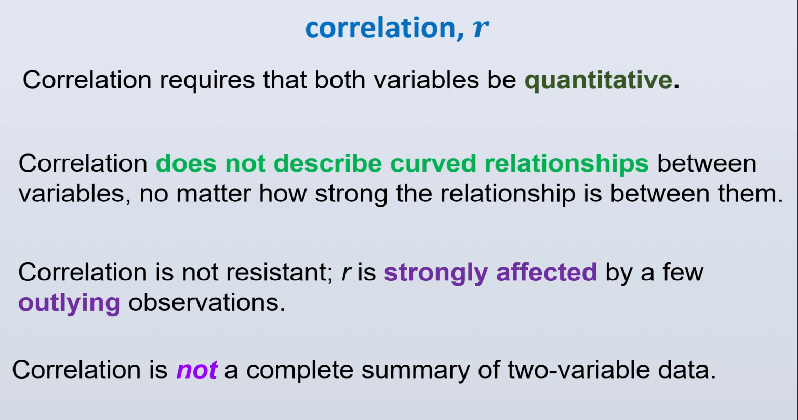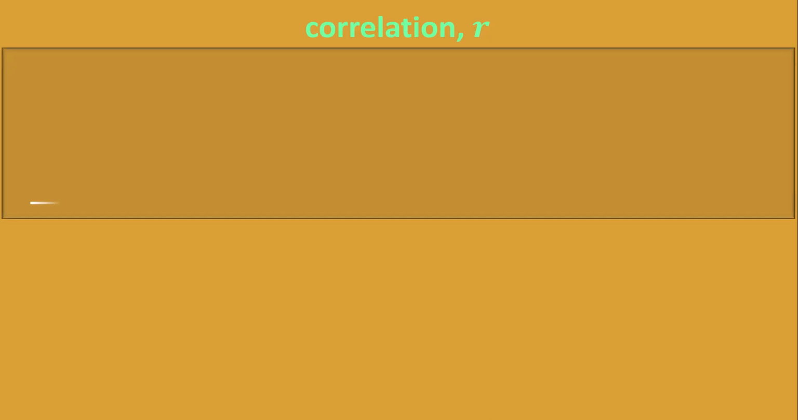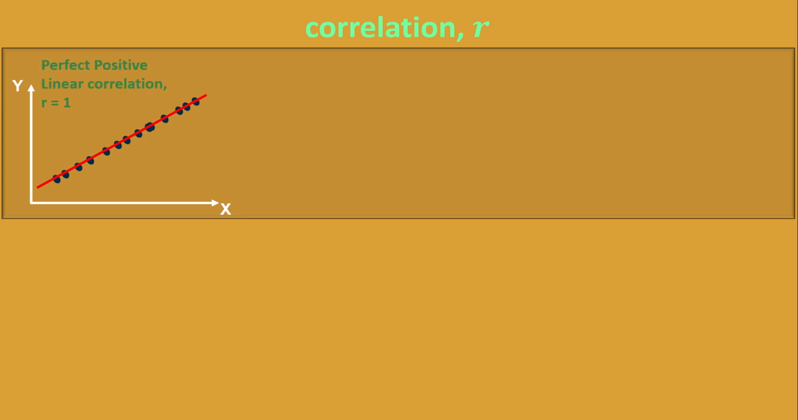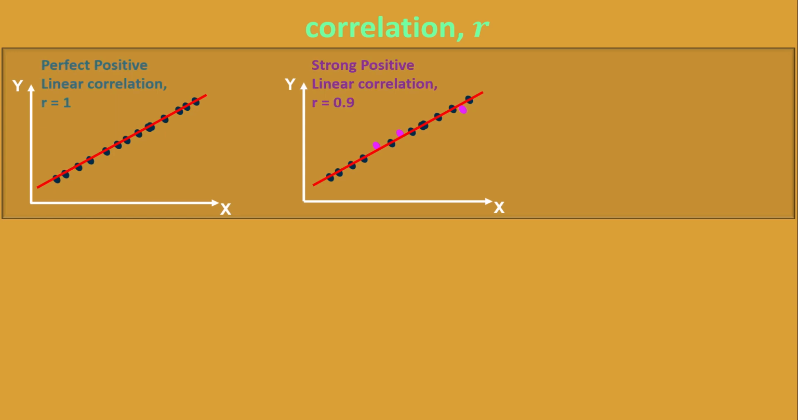Now let me explain using scatter plots. You see this one, all points are on the line. That means this has perfect positive linear correlation. Here r equals 1. Why? All points are on the line. So how about this one? A few points are off the line, right? Maybe r is very close to 0.9. So we can say strong positive linear correlation.